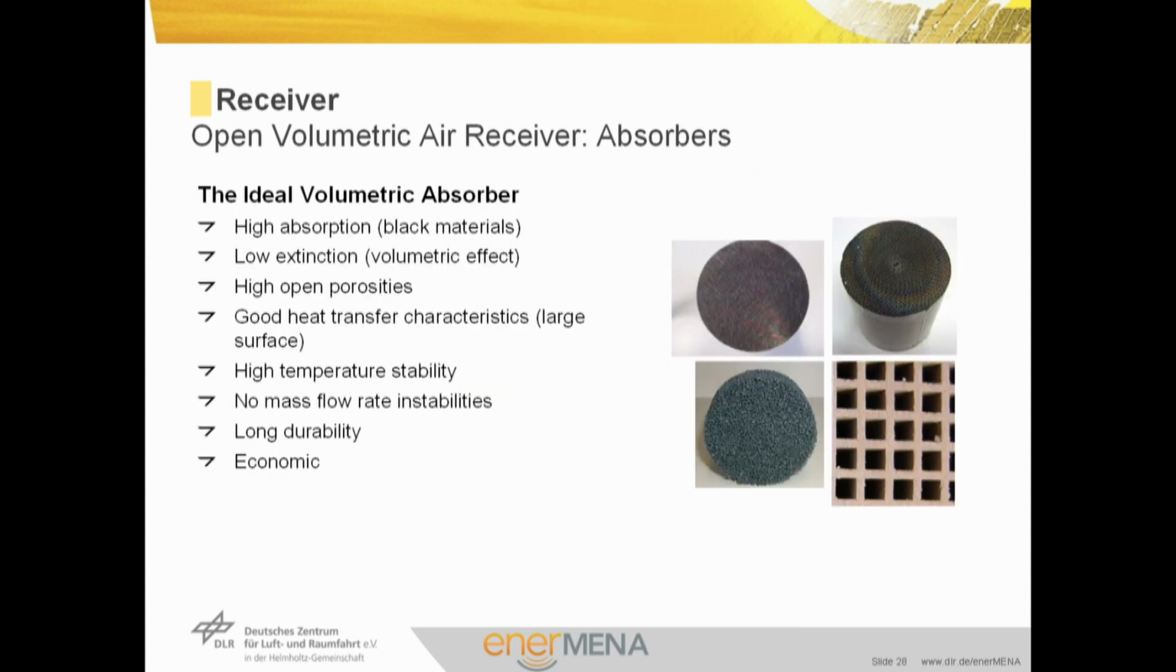What is an ideal volumetric absorber? An ideal volumetric absorber should have a high absorptivity. That means it should be black. It should have a low extinction coefficient. That means it should have the volumetric effect. We want to have a high open porosity and good heat transfer characteristics. That means we want to have a large surface for the heat transfer medium air. We want to have a high temperature stability, no mass flow rate instabilities between different regions, a long durability, and the material should be economic.